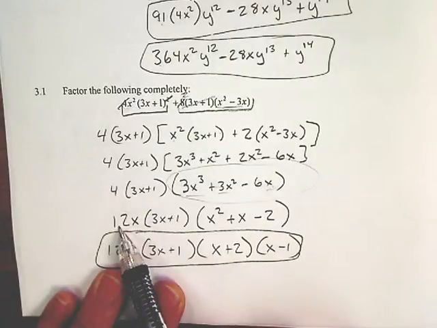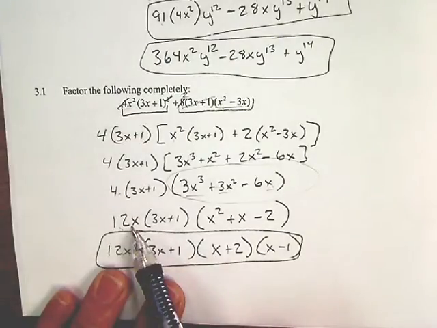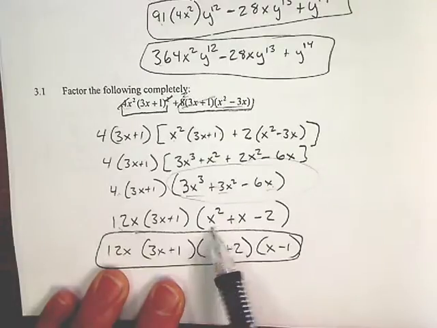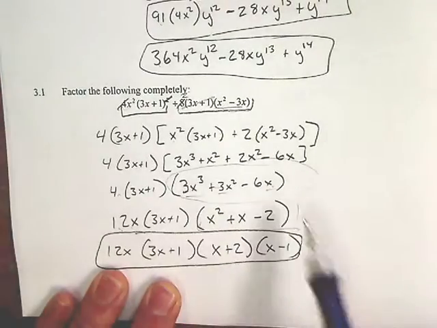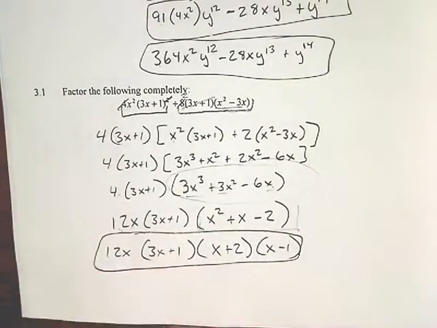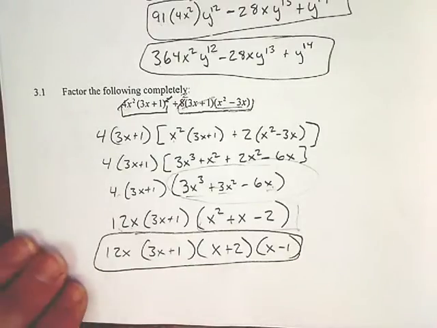That's how it became a 12. 4 times 3 is 12. And the x is right there. And then I just had to factor this little guy. I'm going to flip it over, do the last problem.